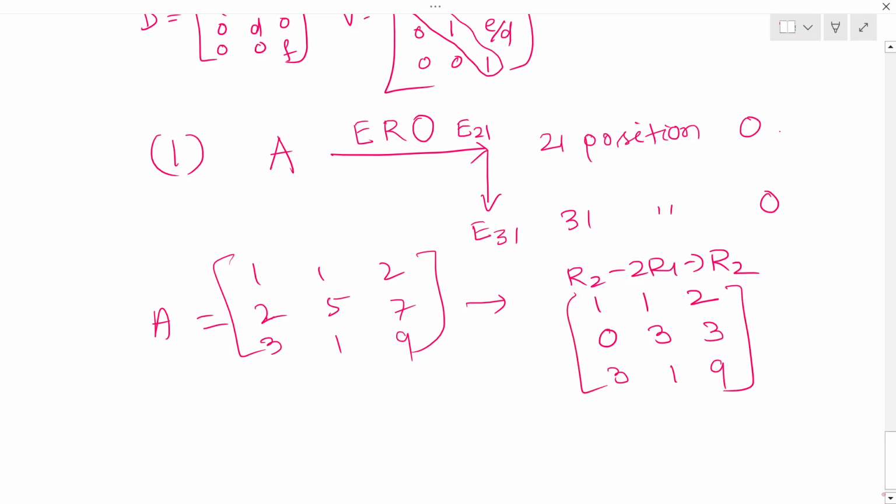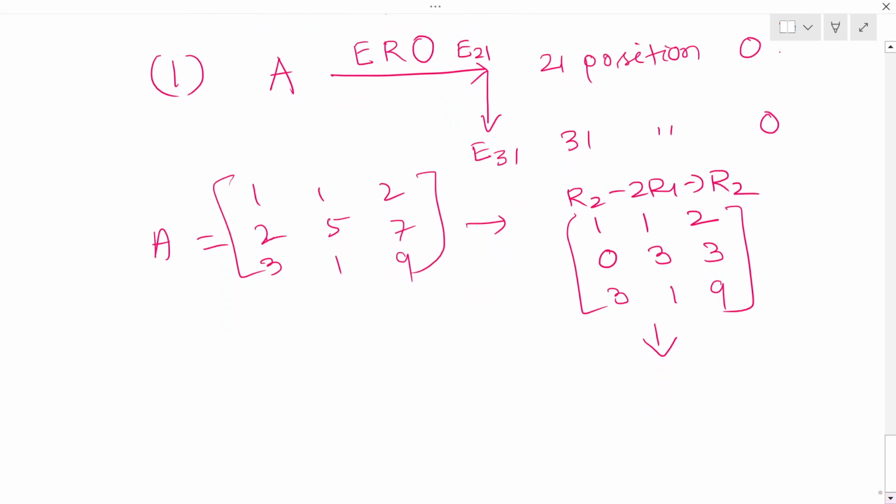Now on this matrix I will go for another elementary row operation. What is it? I want a 0 here. What should I do? R3 minus 3R1 stored in R3. How much should I get? 1 1 2, 0 3 3. It is 0. It is 3 times minus 2. It is how much? 3 times of this. So it is 6, and 9. So it is 3.